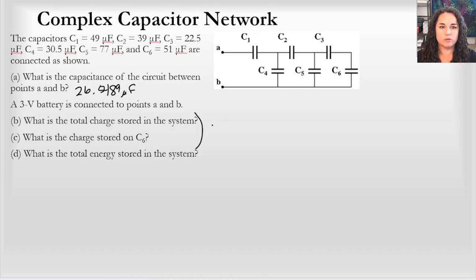It says a 3-volt battery is connected to points A and B. So put a battery in here between point A and B. There's the voltage across the battery. But what we're going to do is take a pause for a second, do a couple of simpler networks, and come back to this more complicated one so that we'll look at simple ones and have some tools to look at a more complicated one.